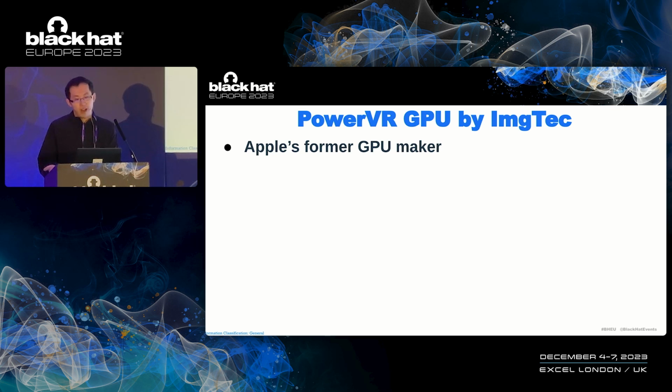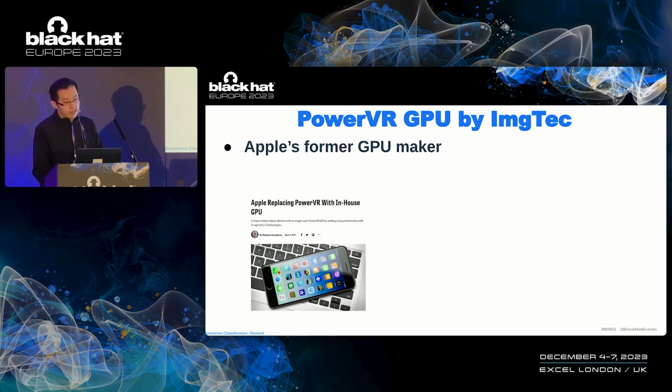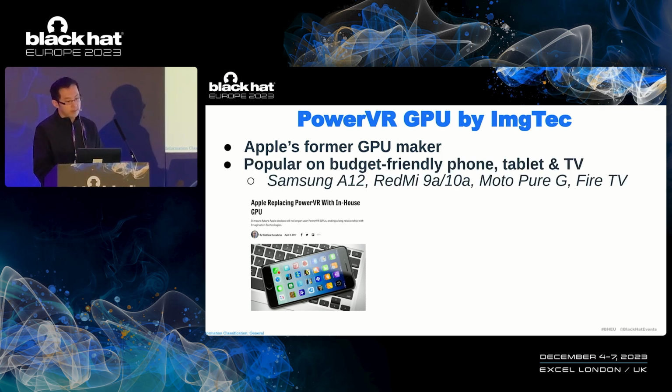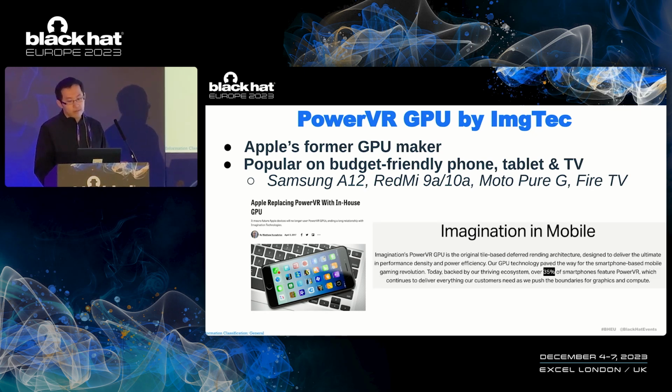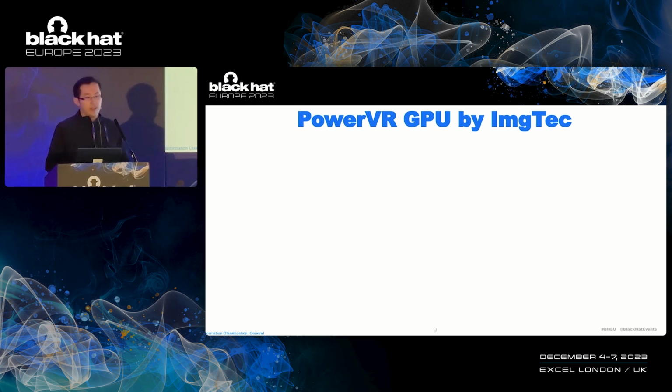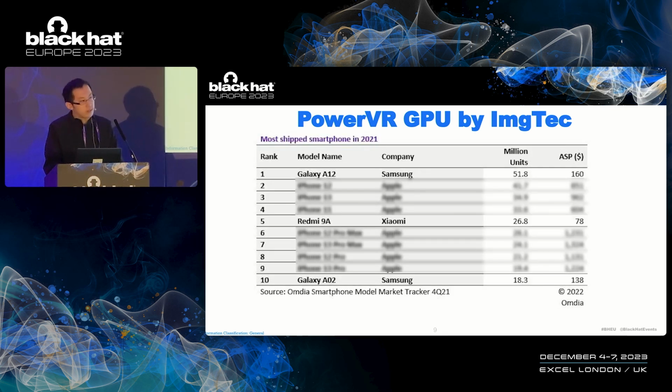You might have already used the PowerVR GPU for years. The iPhone, iPad, and Apple TV used PowerVR GPUs before Apple replaced them with its own. Now the PowerVR GPU is quite popular in budget-friendly Android phones, tablets, and TVs. The Samsung Galaxy series, Redmi series, and Amazon Fire TV use PowerVR GPUs on MediaTek or Unisoc SoCs. Imagination Technologies also claimed that over 35% of smartphones feature this GPU, with an outstanding presence in the 2021 mobile market, especially in developing countries such as India, China, and Russia.